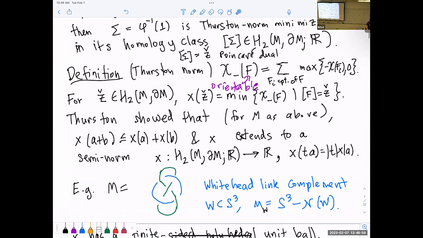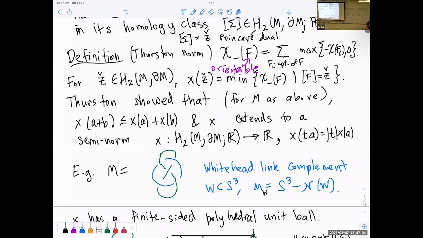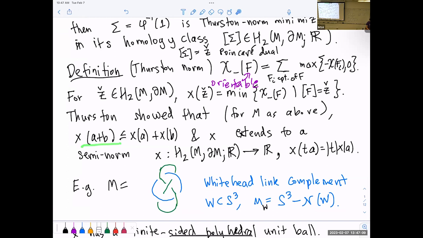So Thurston showed that for a manifold such as above, but it's actually a little more general, but we'll just restrict to that context, that this is a semi-norm. So if I add two homology classes, then x of the sum will be less than or equal to the sum of the norms of these two classes. And it's also multiplicative. Again, I think this was mentioned yesterday, but x extends to a semi-norm on H2 of M rel boundary. It has this sort of multiplicativity property.